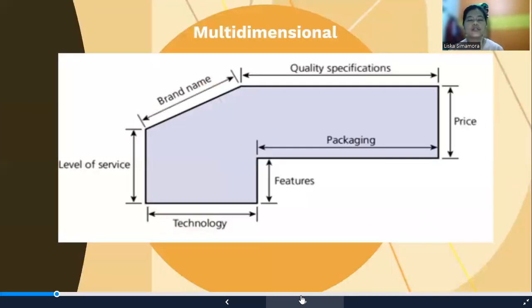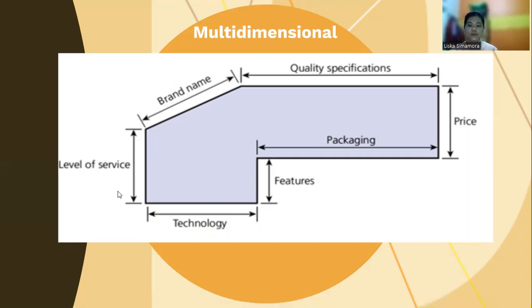So what are the multiple dimensions used to define the product? We can see here there is the dimension of the product. It can be the level of service. For example, you increase the level of your service. Previously, you may only have offered just the product itself. But now you increase the service. You offer the product and also how to treat that product very well.